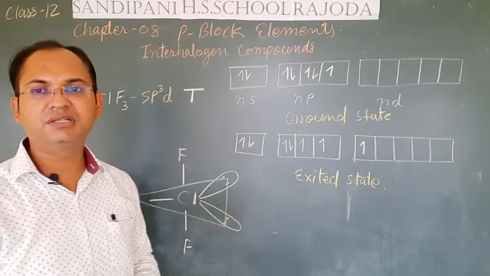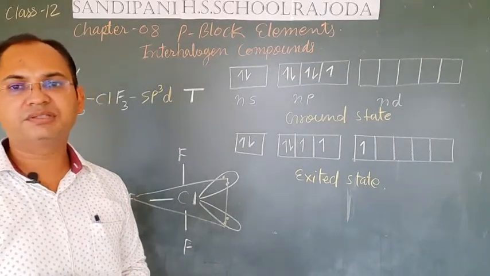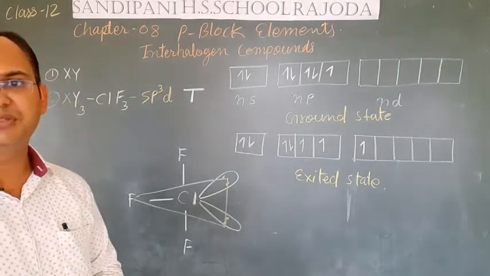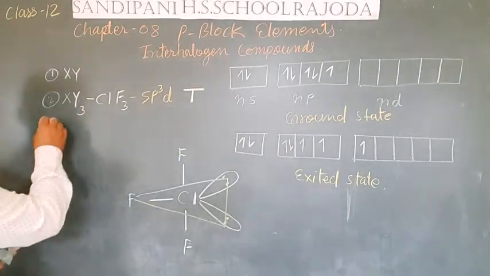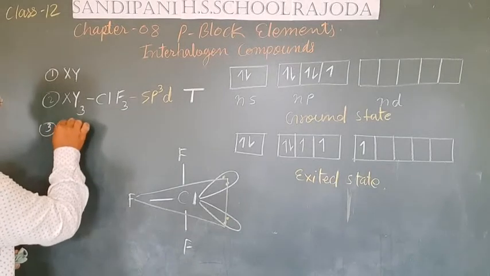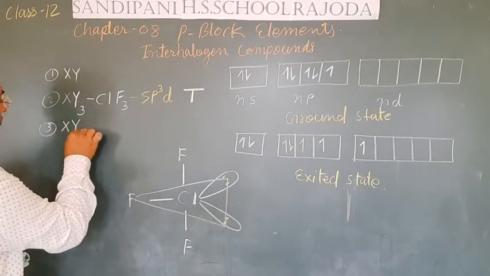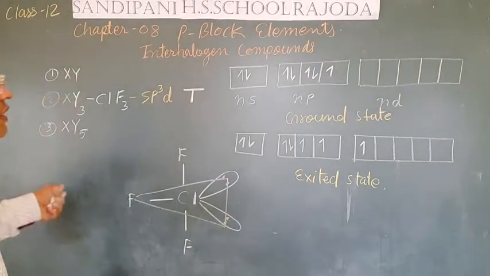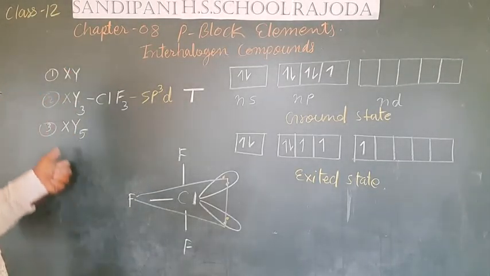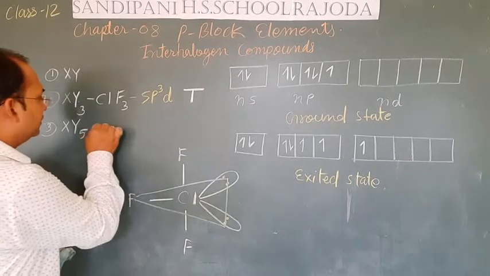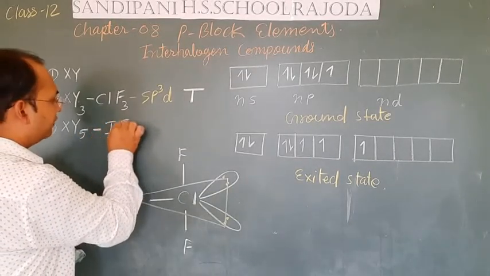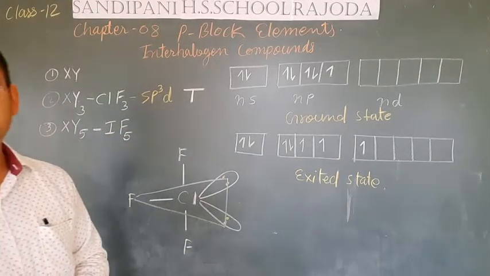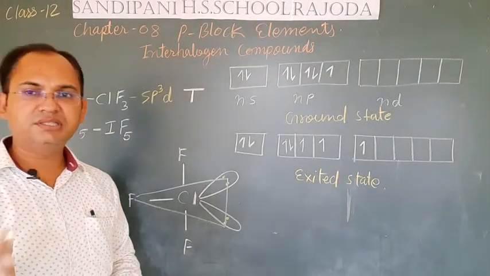The next type of interhalogen compound, students, is the AB5 or XY5 type of compound. Third is the XY5 type of compound. Now see, the example of an XY5 type compound is IF5, or iodine pentafluoride. Now see, students, its electronic structure.